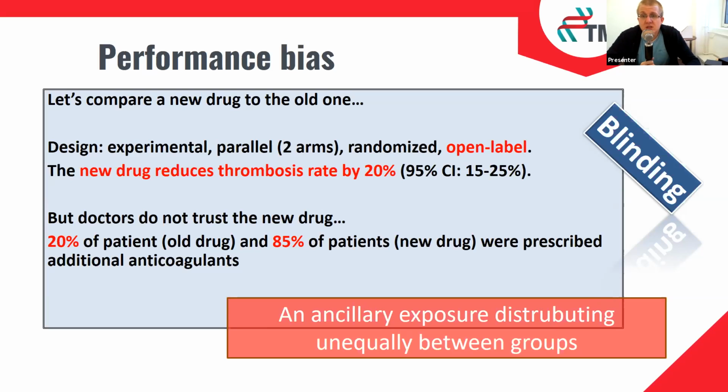Why was it? Because the study was open label, which means that the treating physician was not blinded. The beliefs of the treating physician simply influenced the study. So that's what we call performance bias. It is really common, for example, in surgical practice, because blinding is not truly possible there.